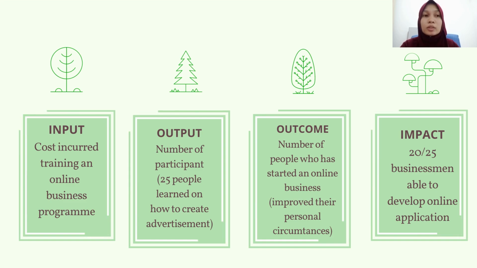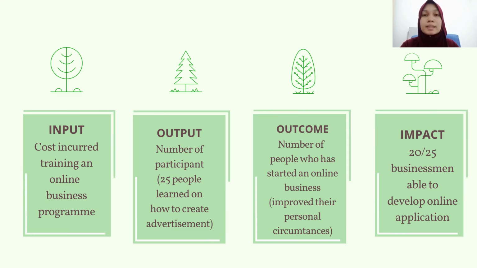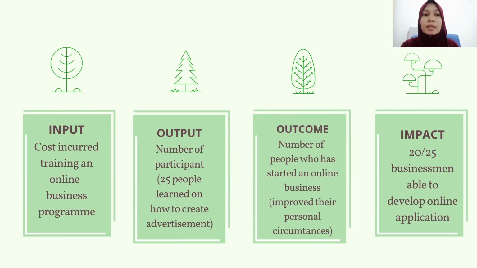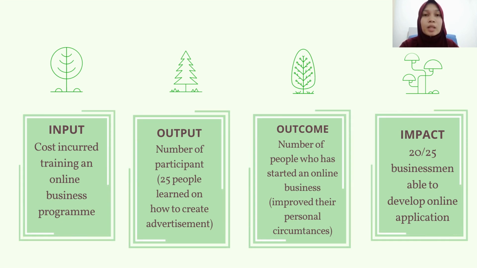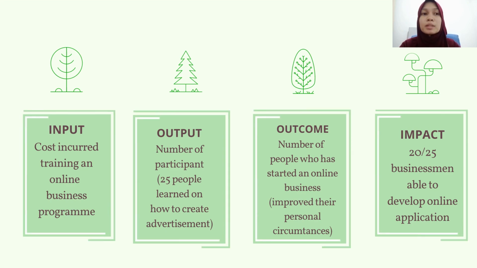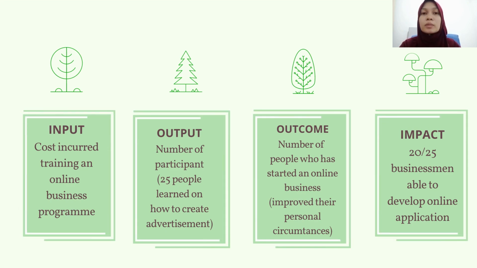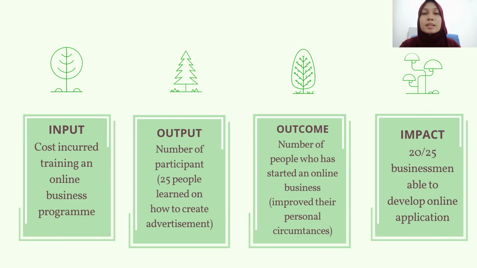The cost incurred for training an online business program is the input. The output here is the number of participants that get involved in the training online business program. For example, 25 people learn how to create an advertisement for their business as a result of the training program.